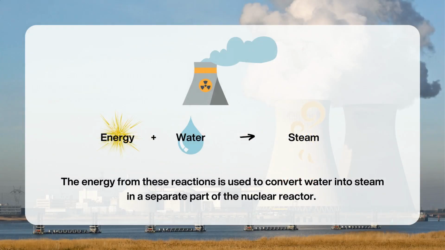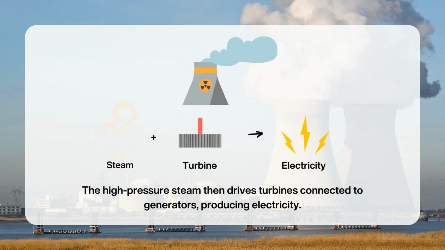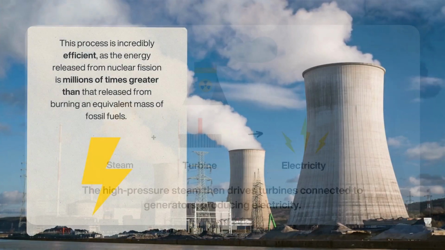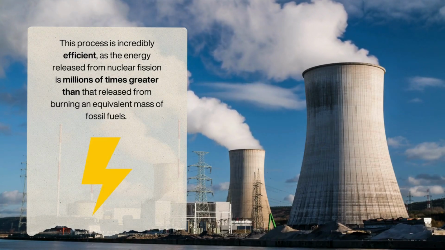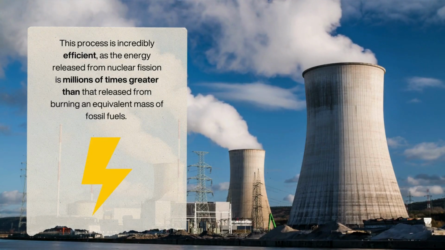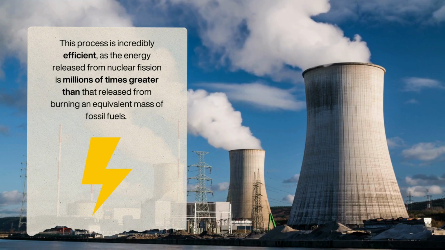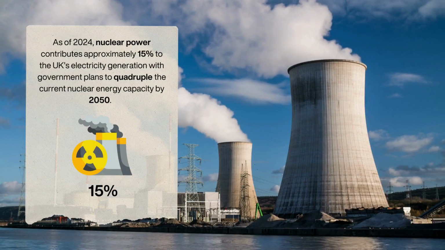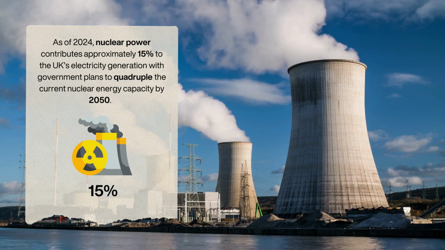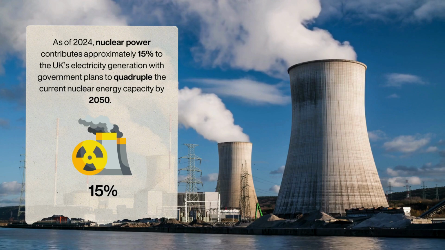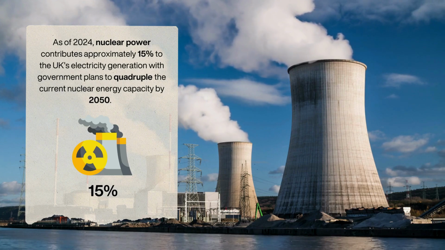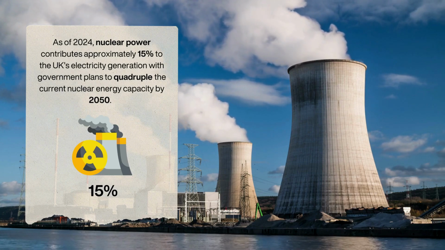The energy from these reactions is used to convert water into steam in a separate part of the nuclear reactor. The high-pressure steam then drives turbines connected to generators, producing electricity. This process is incredibly efficient, as the energy released from nuclear fission is millions of times greater than that released from burning an equivalent mass of fossil fuels. As of 2024, nuclear power contributes approximately 15% to the UK's electricity generation, with government plans to quadruple the current nuclear energy capacity by 2050.